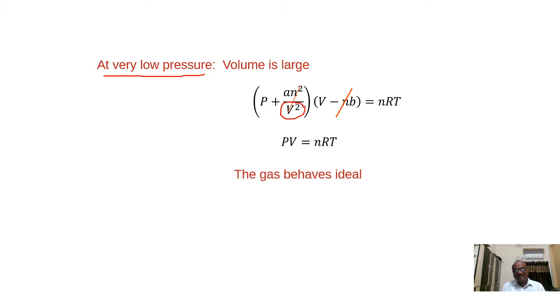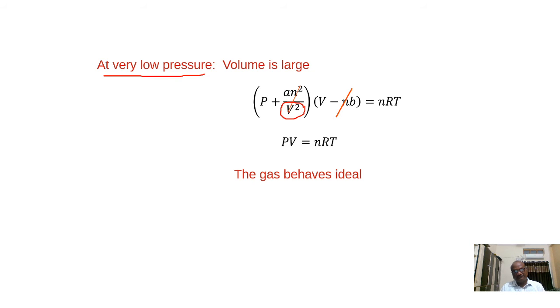Here V is very, very large, and the denominator is very, very large. This an square by V square will be very small. That's the first point: compared to P, an square by V square can be neglected. In the first term, the pressure term, an square by V square is neglected. Why are we neglecting that? Because at low pressure, V will be very large. When the denominator is very large, the fraction will be very, very small.